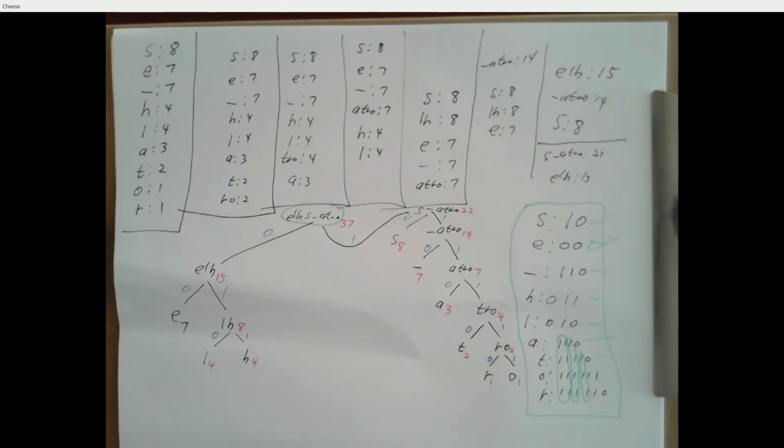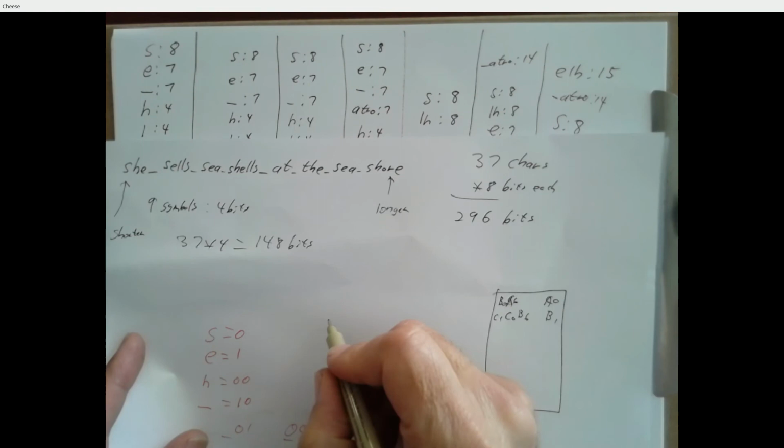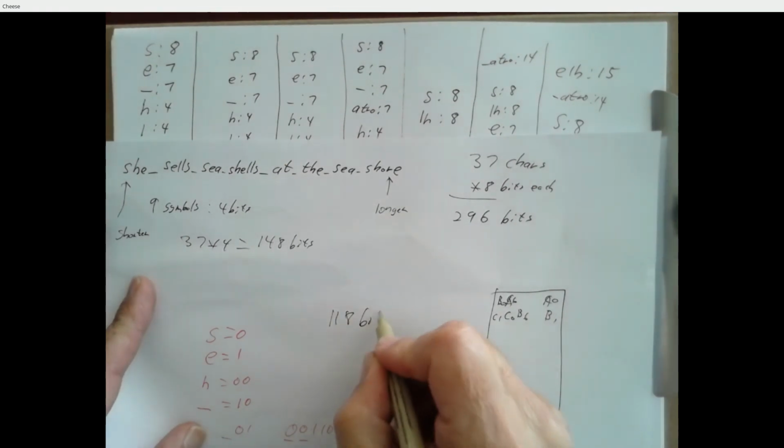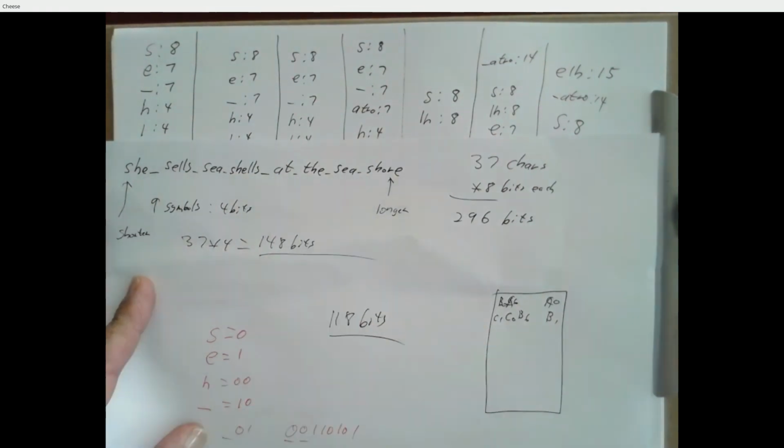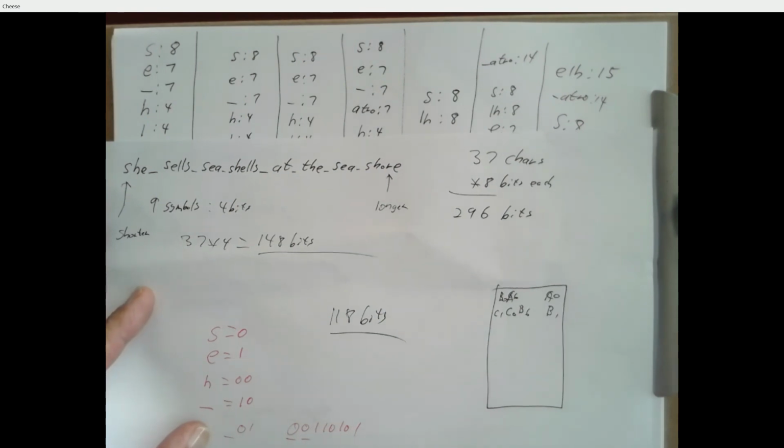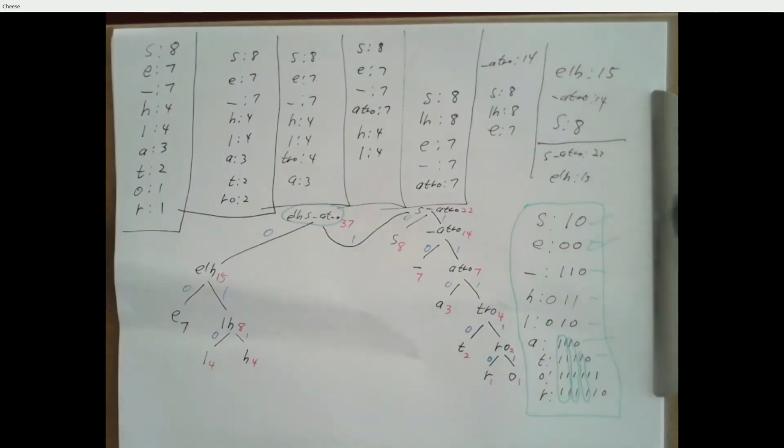And so for this example, if you do the calculations, you end up with a total of 118 bits, as opposed to 148 for a fixed length code. So you save 20%, something like that. Now it depends a lot on what you're encoding, whether this is going to be useful or not.